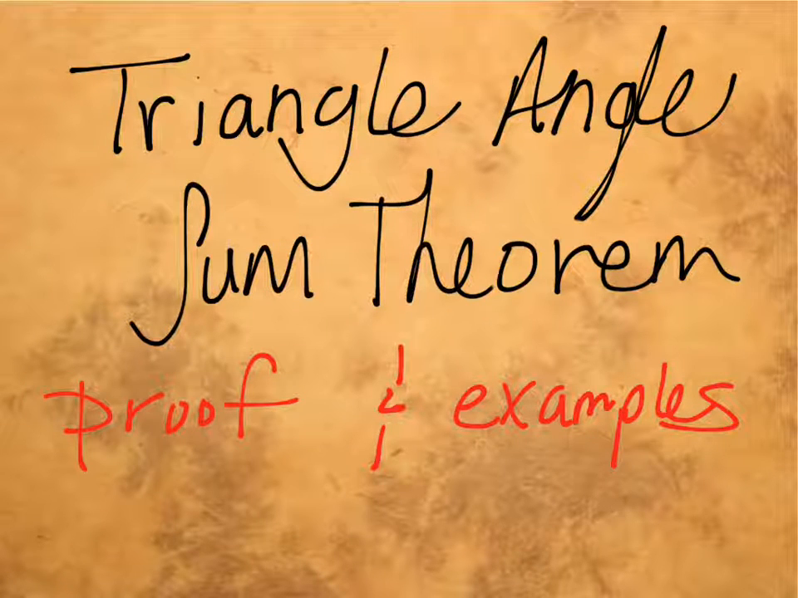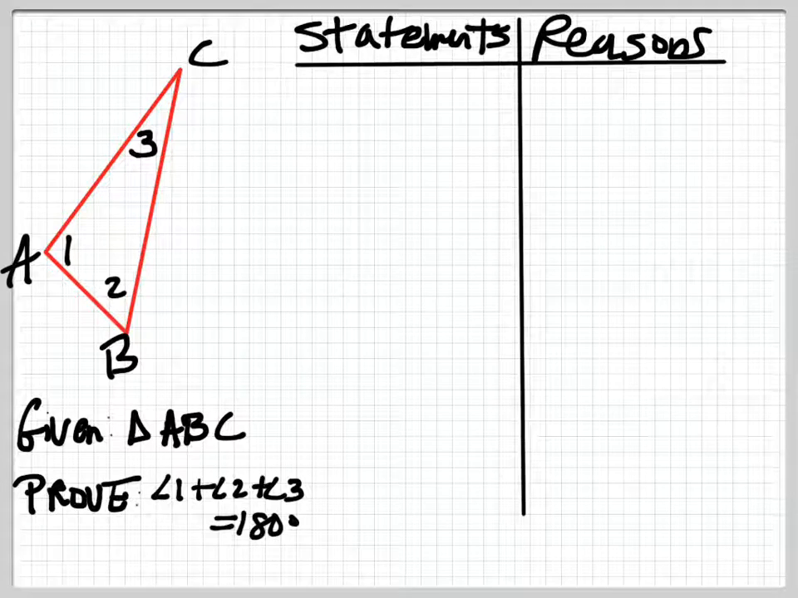In this video, we're going to prove the triangle angle sum theorem. Let's get started. We're given a triangle ABC with angles marked as shown. Our goal is to prove that angle 1 plus angle 2 plus angle 3, or the sum of the angles in the triangle, total 180 degrees.